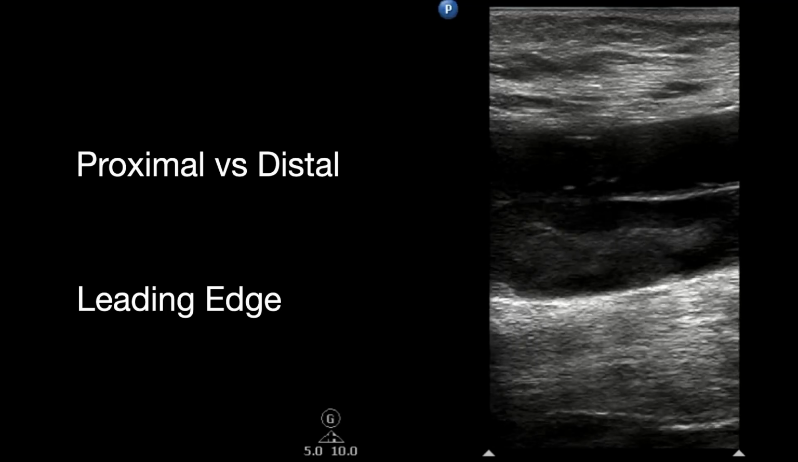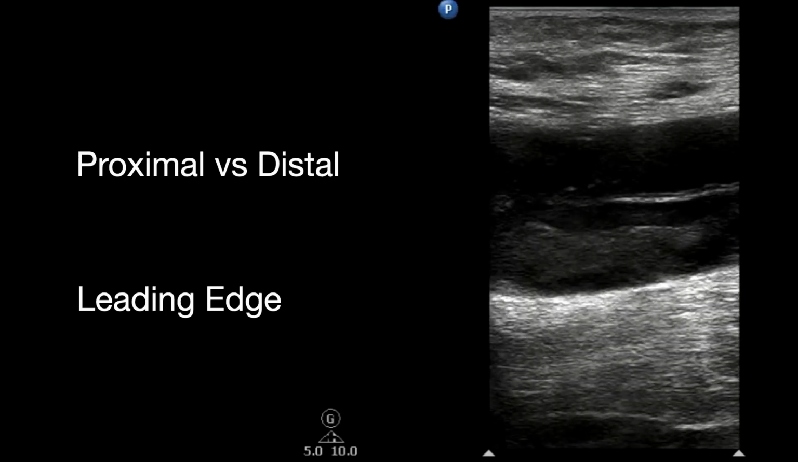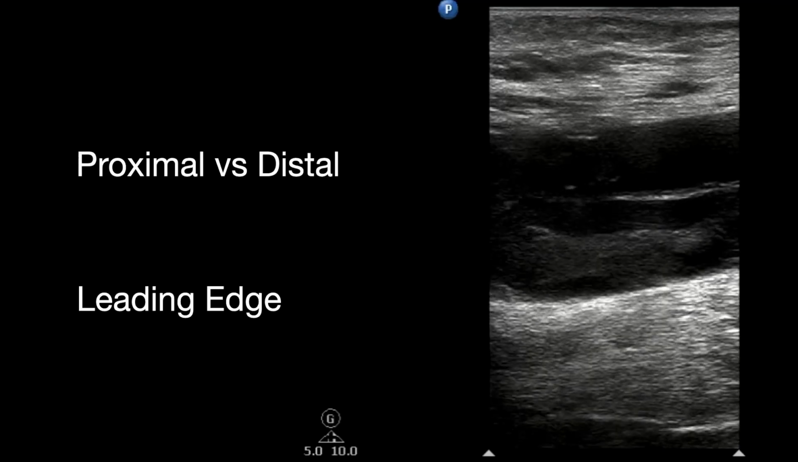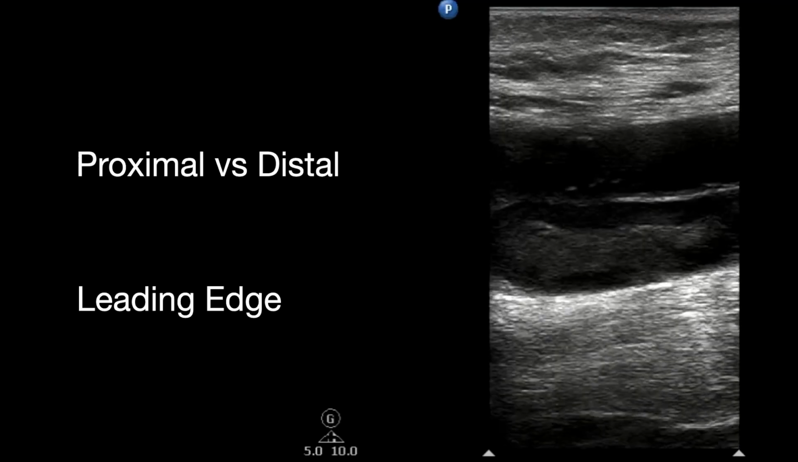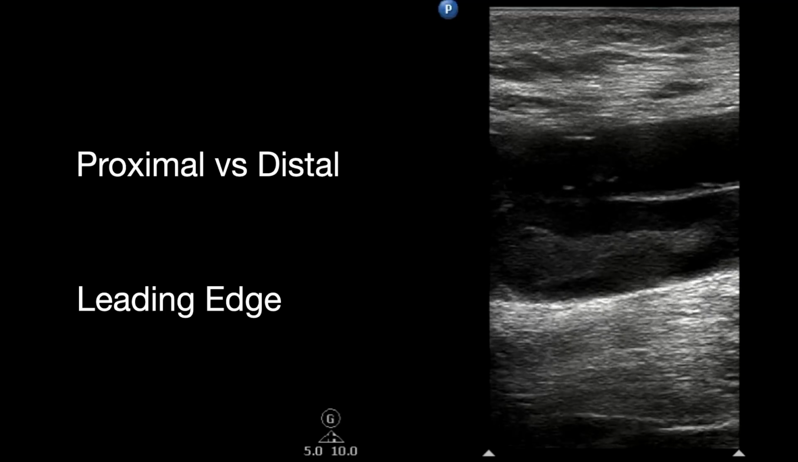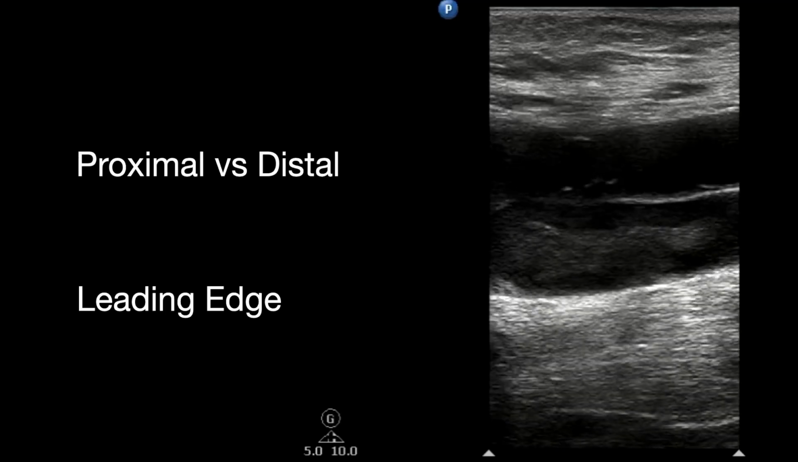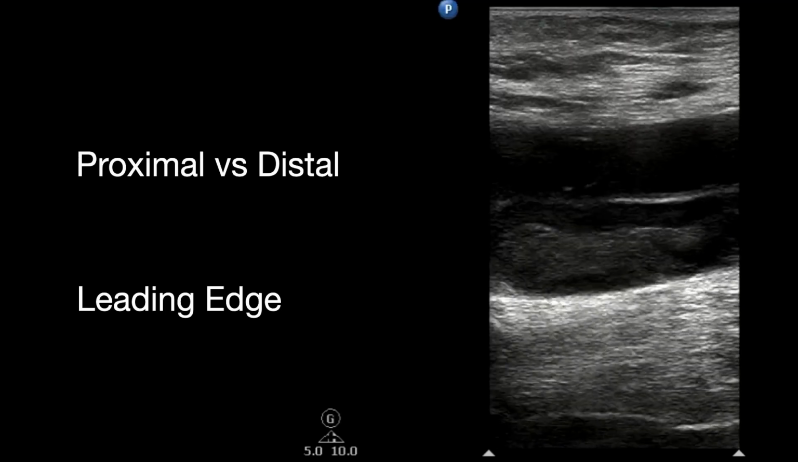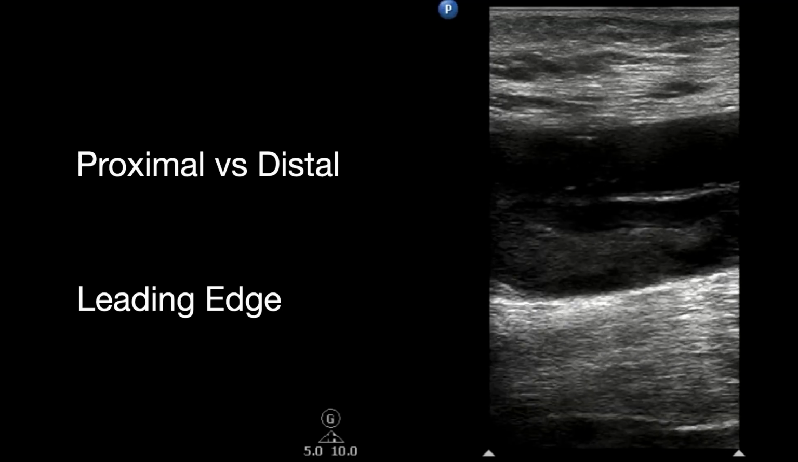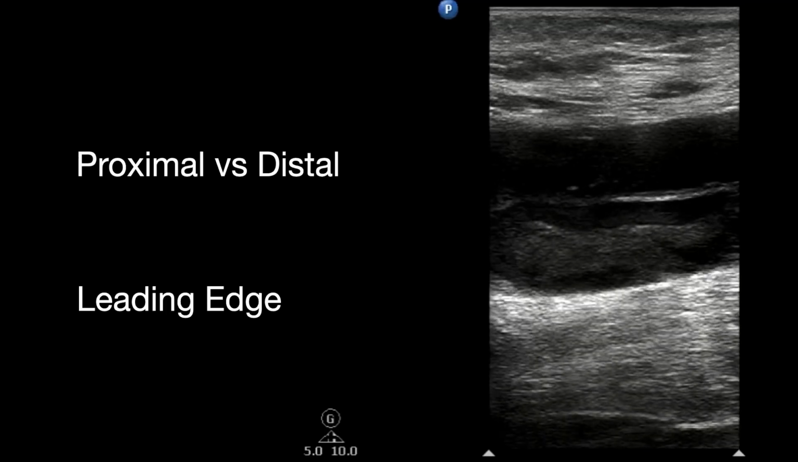And so where is this thing? Is it proximal, distal? How big is this thing? And can you find the leading edge, right? Can you scan, like on this picture, you can see that leading edge on the left-hand side of the screen of this thrombus. And so continue scanning and consider May-Thurner's if you have large thrombi, especially if they're proximal.